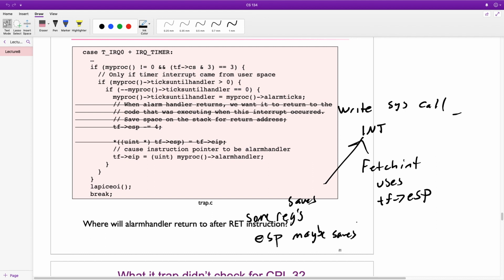So here's the problem. Where should periodic return to? Who even called it? Was there ever a call to periodic? No, there was just an interrupt return into periodic. Where do we want it to go? What's the original? Where in alarm test?